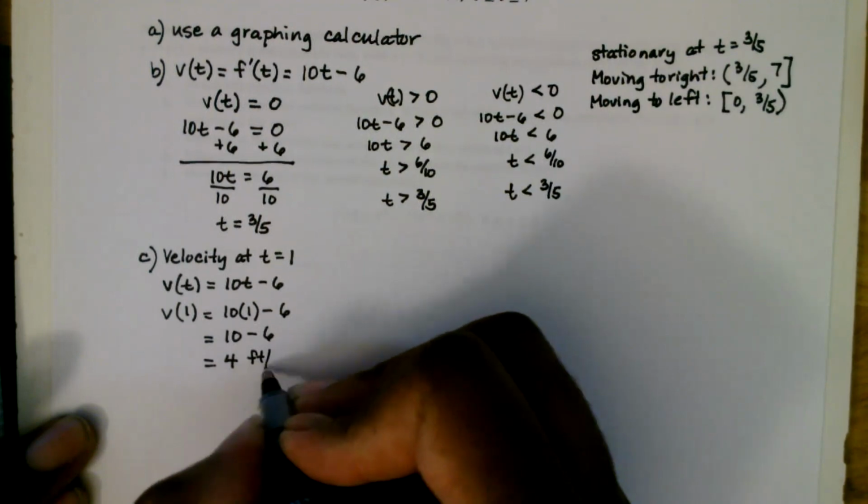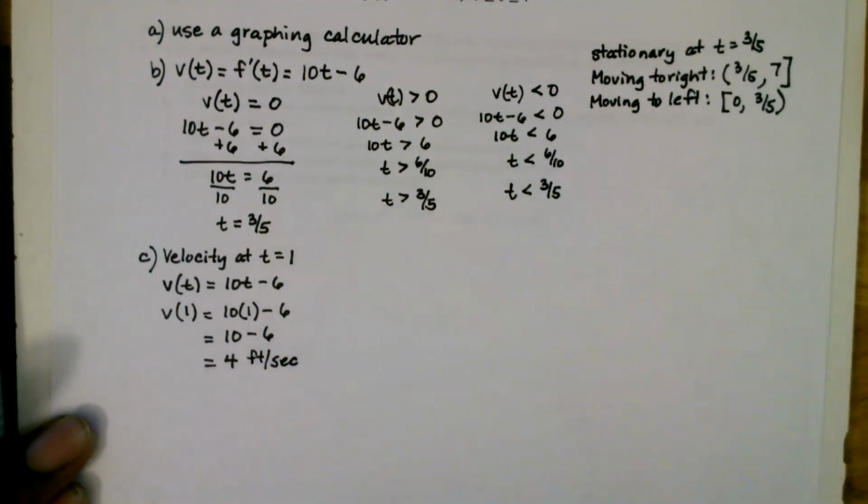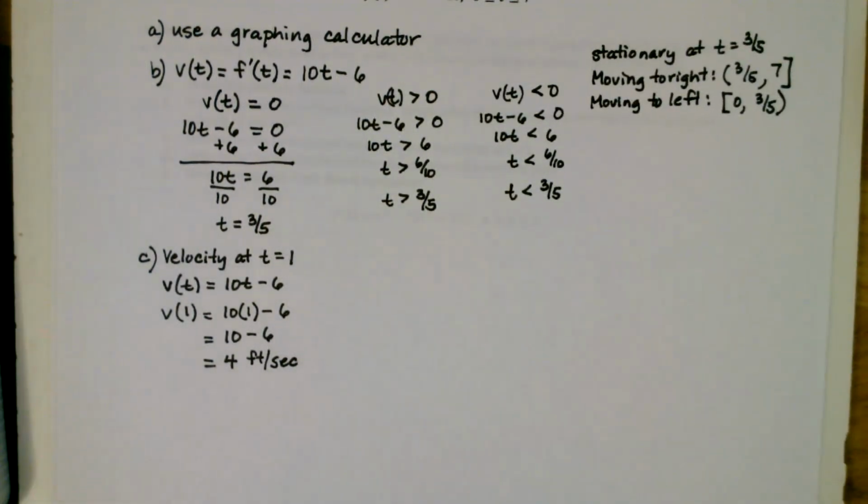And since we're dealing with feet and seconds, it has to be written as this rate, 4 feet per second.